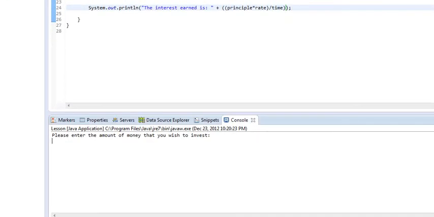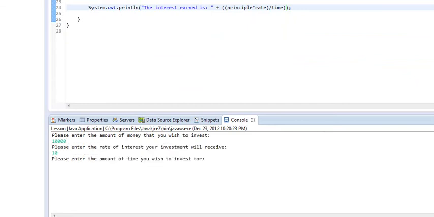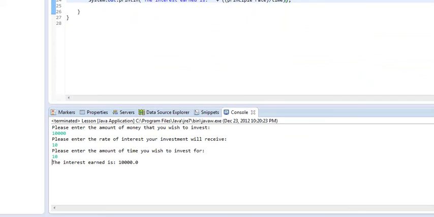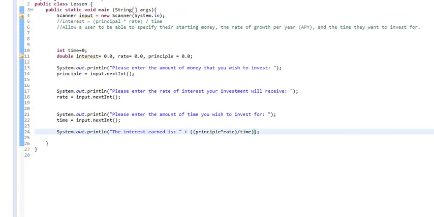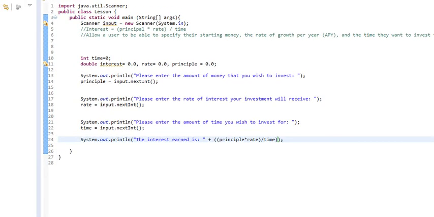And we'll do 10,000, 10% interest, 10 years. And you'll notice that again we have earned the 10 grand that we are expecting to see there. Now, there are a lot of other ways that we can go about programming this. I just wanted to show you guys that sometimes you make a variable that you don't necessarily need. This is one of those cases where you can easily get rid of that variable interest.